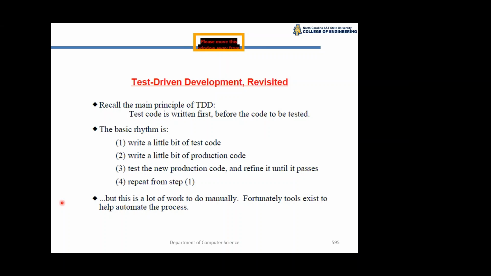Especially test-driven development. Test-driven development is basically part of our agile development process model. What you do is develop the test code, then the production code, and then test the new production code. You can repeat this process until your code passes. This is basically test-driven development.